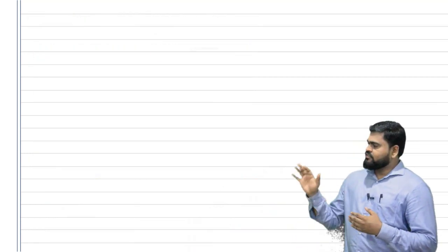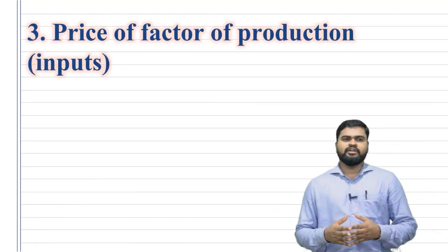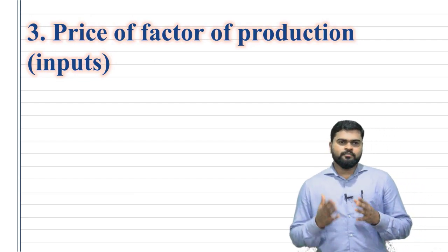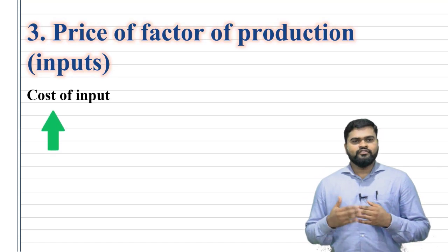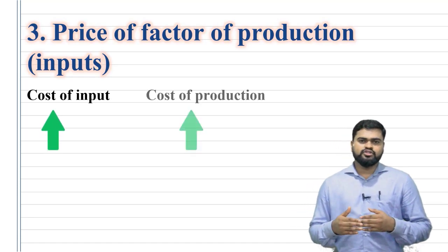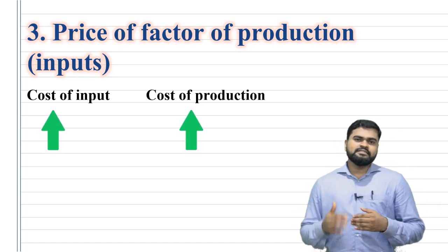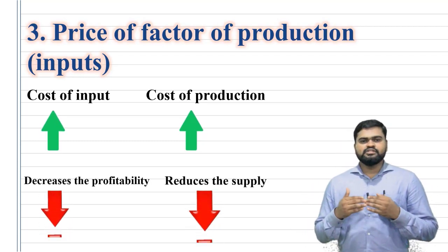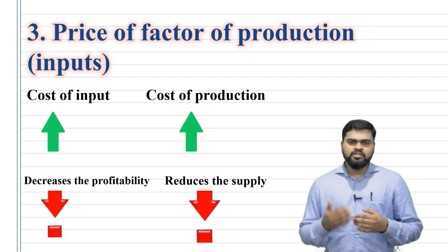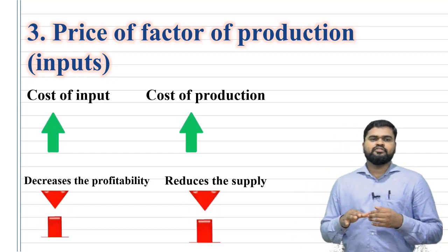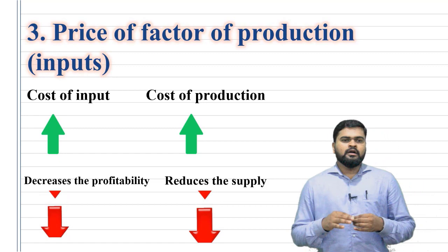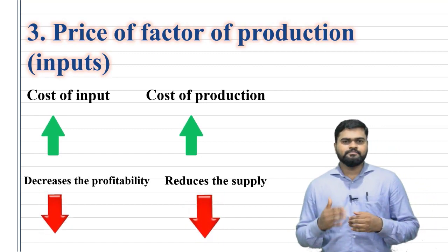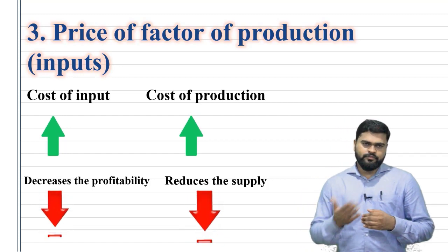Next determinant which affects the supply is price of factor of production or input. When the amount payable to factor of production and cost of input increases, the cost of production also increases. This decreases the profitability. As a result, the seller reduces the supply of commodity, and on the other hand, decrease in price of factor of production or inputs increases the supply due to fall in its cost of production and subsequently rise in the profit.